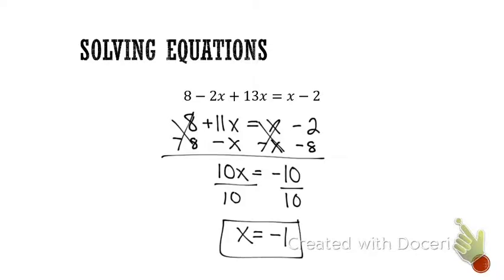Okay? Remember, with equations, there's only one value that would make the equation true. If I plug this back in for all the x's, and I solve, both sides of the equation will equal each other. There's no other number that can make it true. There is one and only one solution to an equation.